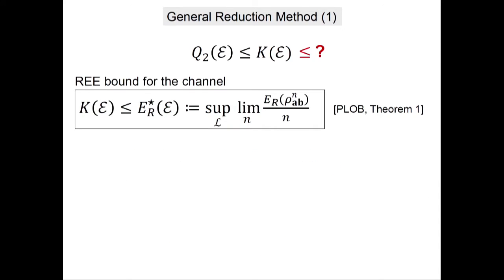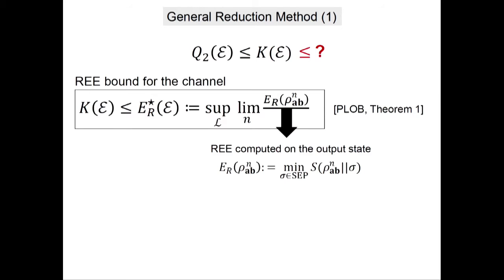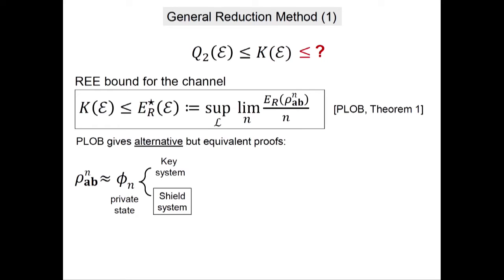So, okay, let me start with the first ingredient, the relative entropy of entanglement for the quantum channel, which is defined in this way in terms of the relative entropy of entanglement of the output state. We state this as a theorem, and we give three alternative proofs for this upper bound, depending on different technical assumptions that we can make on the size of the shield system that, together with the key system, defines the private state, the target state.